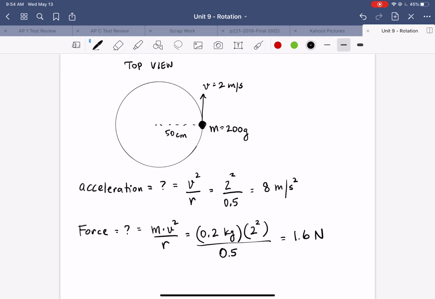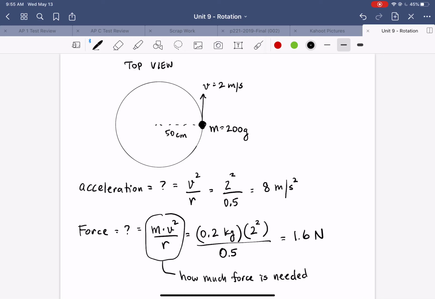Okay, so where does this force come from? One common misconception is that centripetal force is not actually a physical force. It has to come from somewhere. So this formula is really telling you how much force is needed for this object to move in a circular path.